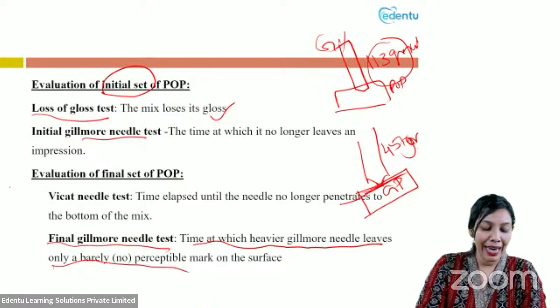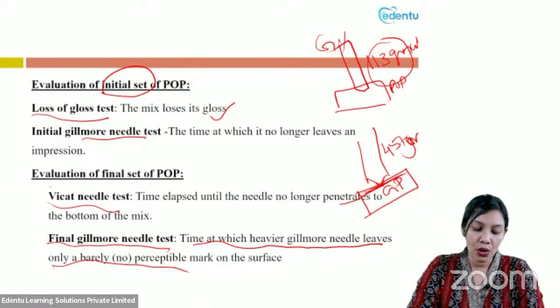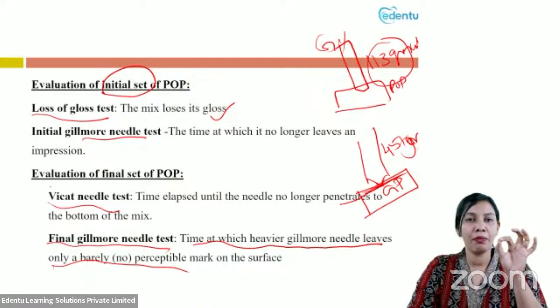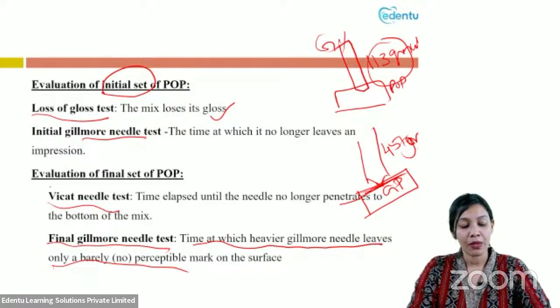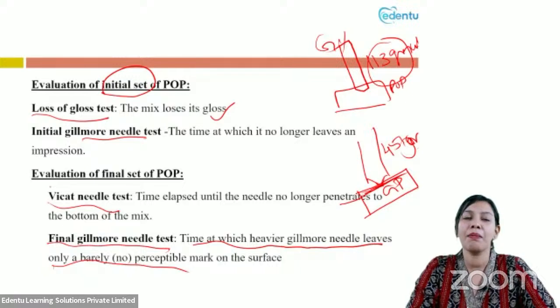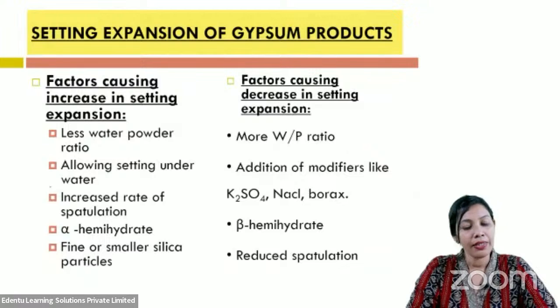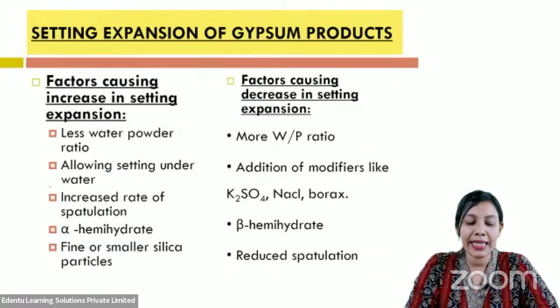Next is the Vicat needle test, which is also similar to Gilmore. There is a needle which penetrates the surface of the gypsum product, and by that we can assess the final set of POP. Certain questions have been asked from this, like which test is used for assessing the setting of a gypsum product. All right.